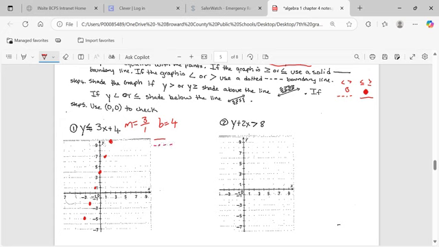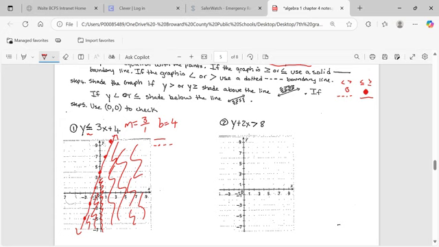And when I look, I notice that my sign is greater than or equal to. So it tells me it's going to be a solid line. And then I see that y is less than 3x plus 4. Because it's less than, it's going to be all the lower y values because the y values are going down. So this will be the graph of y is less than or equal to 3x plus 4.